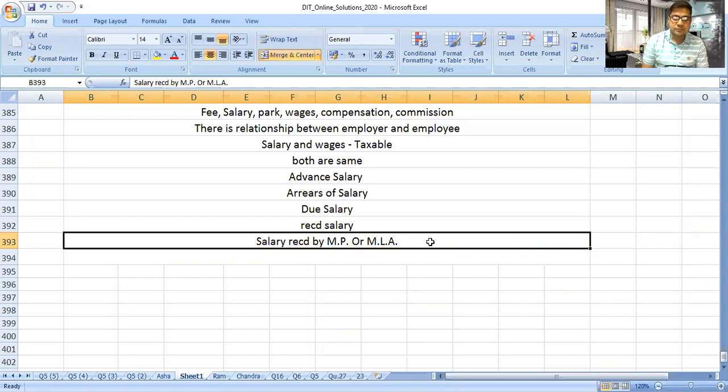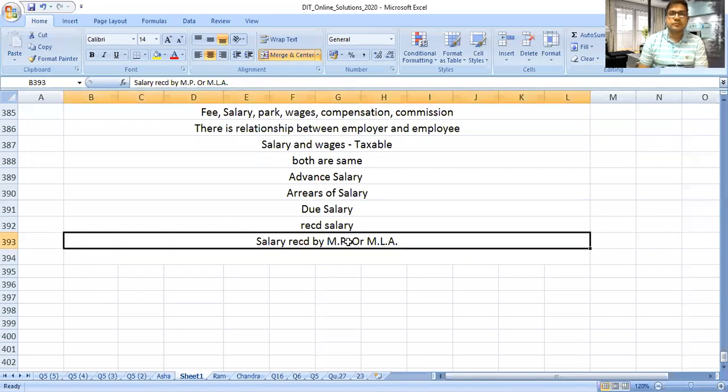Yes, who can give the answer? Salary received by MP or MLA, whether such salary is taxable or not? Yes, taxable. Okay. Any other answers? See, MP means Khasdar, Member of Parliament. MLA means Member of Legislative Assembly, Amdar. They receive salary. So is it taxable as an income from salary or not? Some people say that it is taxable as a salary.